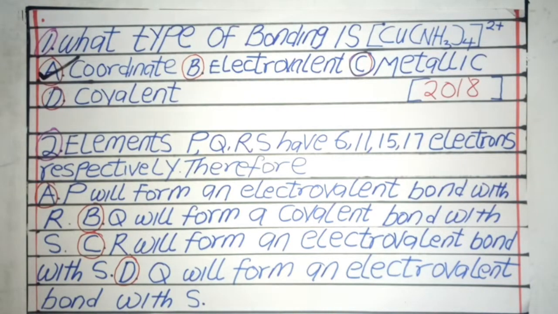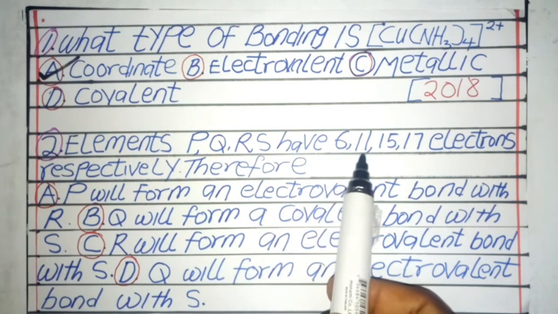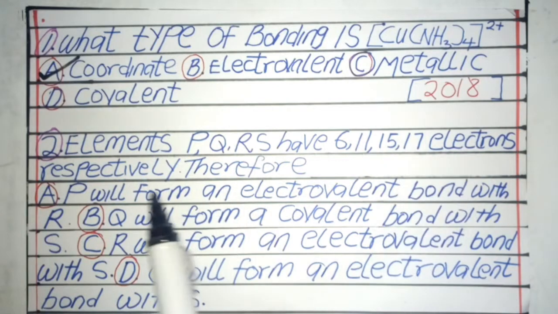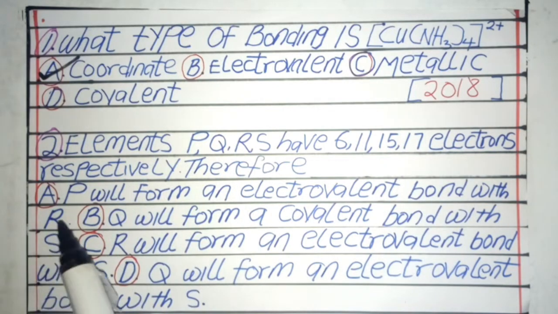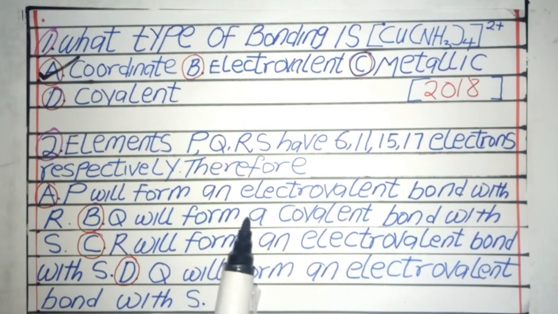Then the next question. Elements P, Q, R, S have 6, 11, 15, 17 electrons respectively. Therefore, A, P will form an electrovalent bond with R. B, Q will form a covalent bond with S. C, R will form an electrovalent bond with S. Then D, Q will form an electrovalent bond with S.